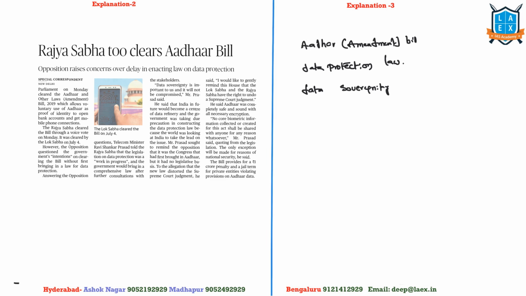And the next, Rajya Sabha too clears Aadhaar bill. What is this Aadhaar bill? The Supreme Court has given a judgment that private entities cannot compulsorily collect Aadhaar data from the citizens. Now what this states is, the parliamentary law makes it voluntary for the people to submit Aadhaar as an identity for getting a mobile connection. It means that the company can request Aadhaar as an identity, and if a person is interested to take that connection, he can submit Aadhaar as an identity.